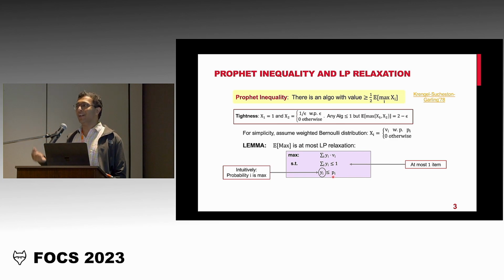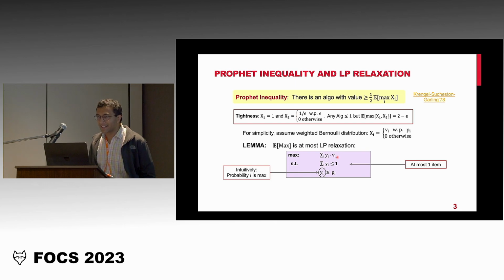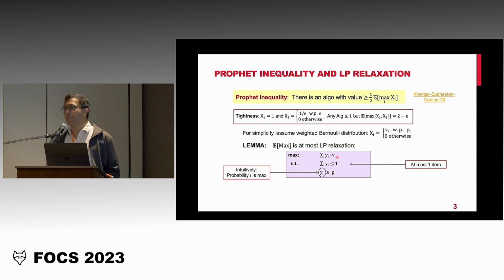xi takes value vi only with probability pi, otherwise it's 0. And when xi takes value vi, it will contribute vi value. So my objective is summation over i of vi times yi, where yi represents the chance that i is the max. Summation yi is at most 1, and yi is less than or equal to pi for all i. So is it clear why this is an upper bound on the expected max? Because I can think of yi as the probability that i is the max. So in general, this can only be higher.